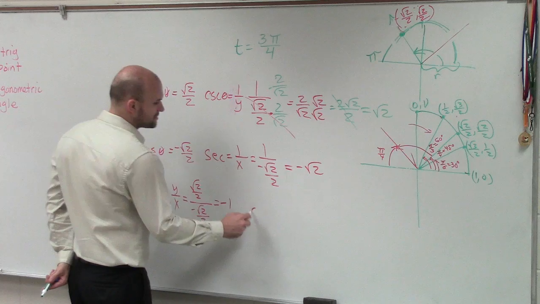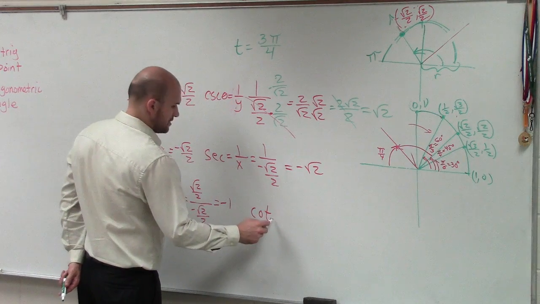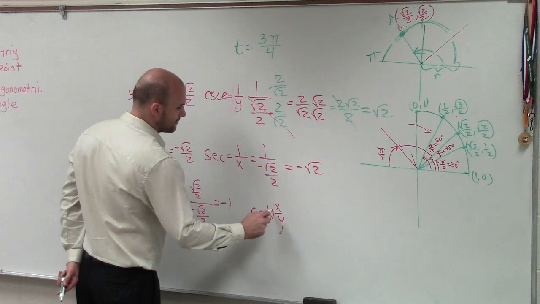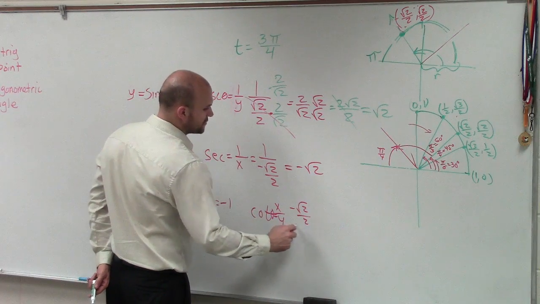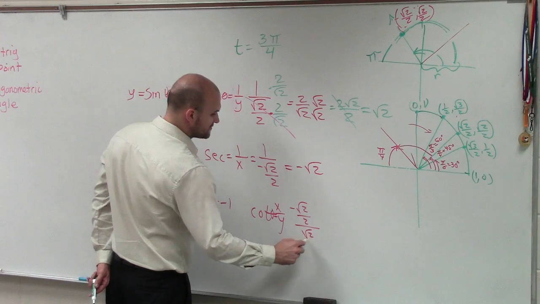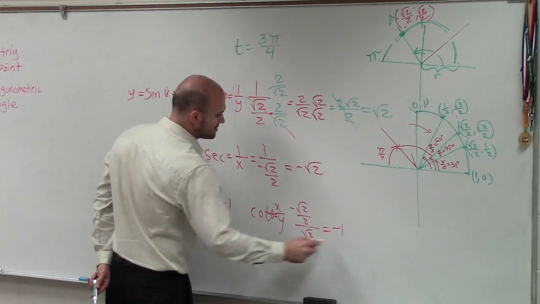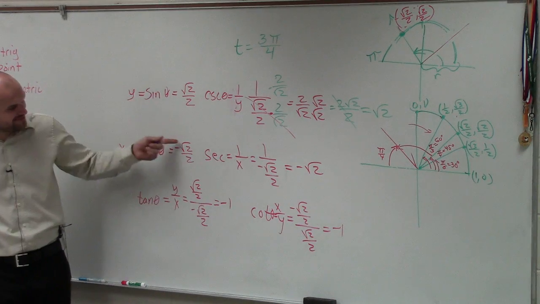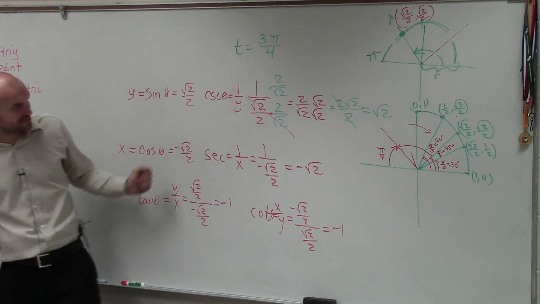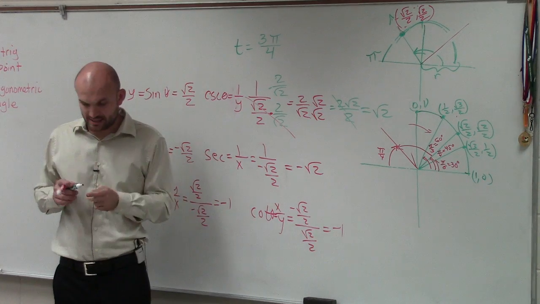Then we do our last one, which is cotangent, which is x over y. That's going to be negative square root of 2 over 2 divided by square root of 2 over 2. And that, again, just equals negative 1. So therefore, ladies and gentlemen, you can see we have now found the sine, cosine, tangent, cosecant, secant, and cotangent.